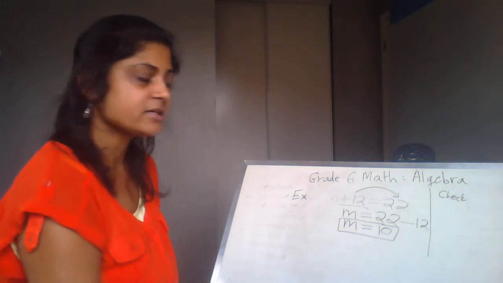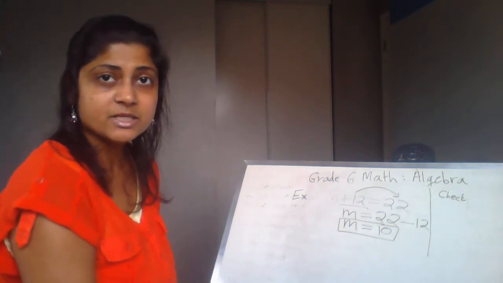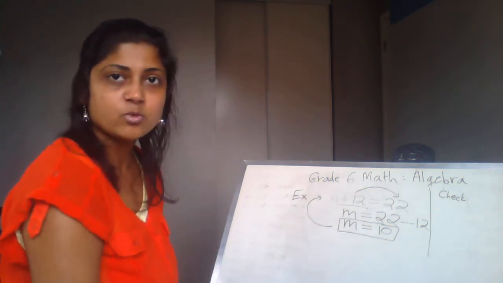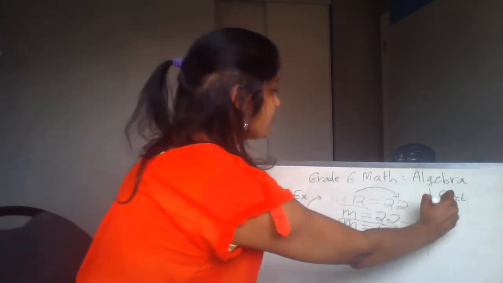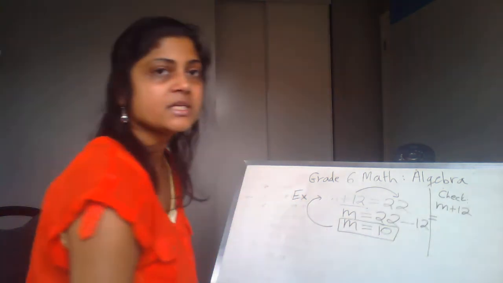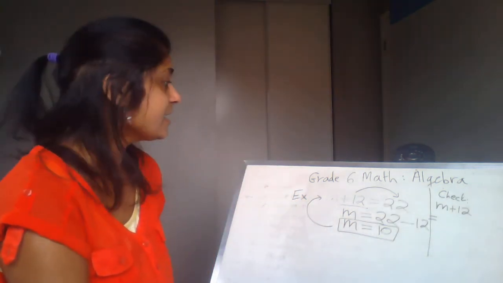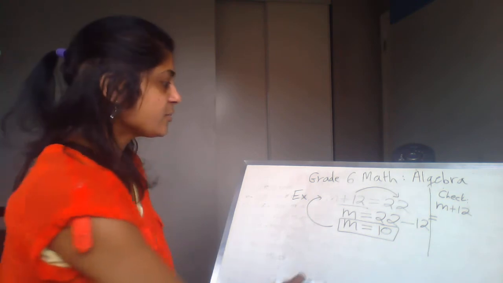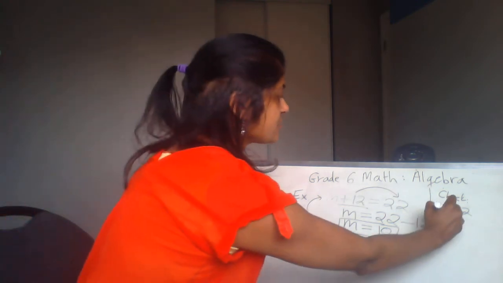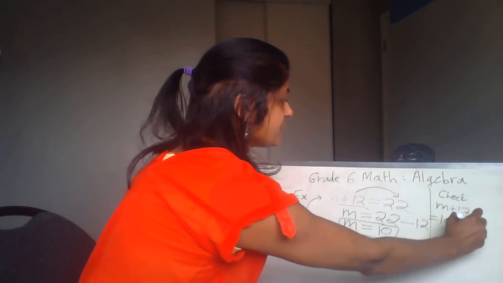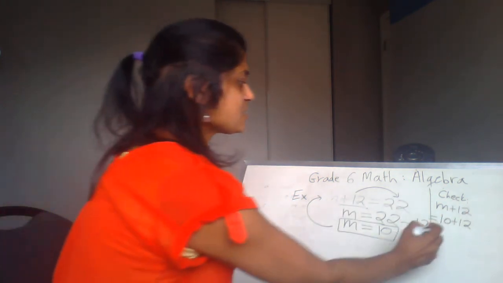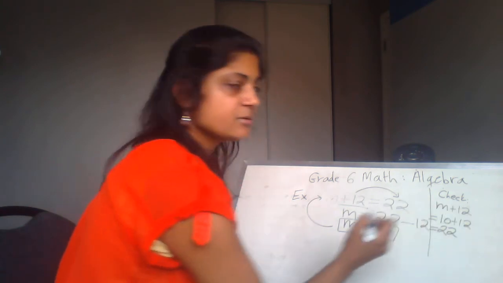What I'm doing here is I'm going to take the m equals 10 and plug that back into the original equation. The original equation says m plus 12. Instead of writing the m, I'm going to write the number that I got for my final answer, which is 10. So I'm going to do 10 plus 12 here. Simple math, 10 plus 12, which is equal to 22.